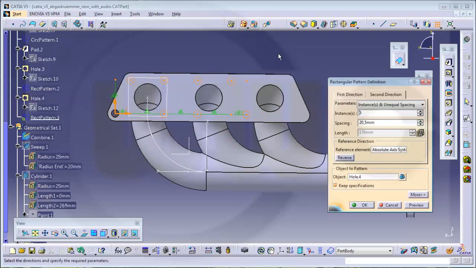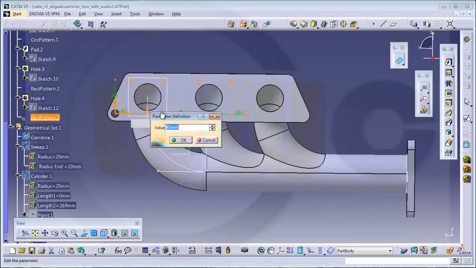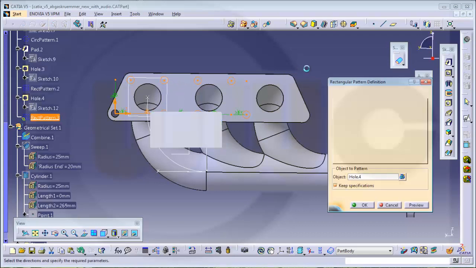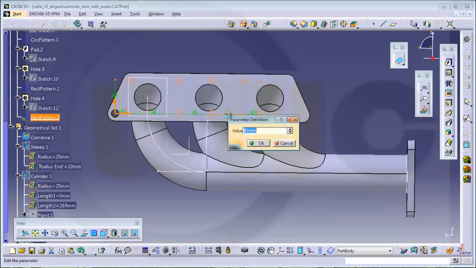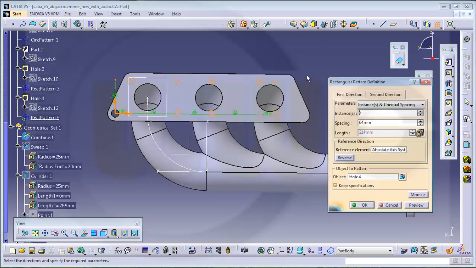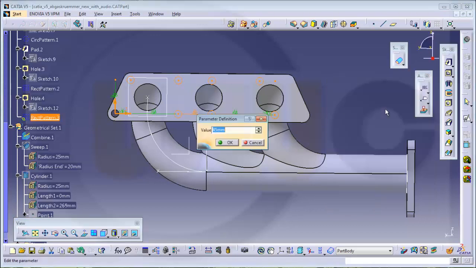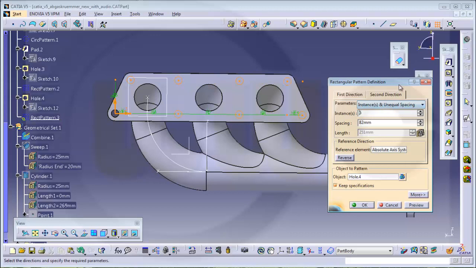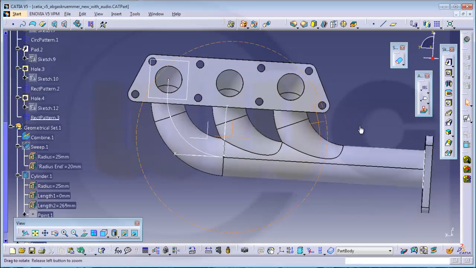20.5, and the distance between this one and that one is 64. Same goes for this distance. Yeah, and this one should be 82. Yes, that's it. And okay. And I'm done.